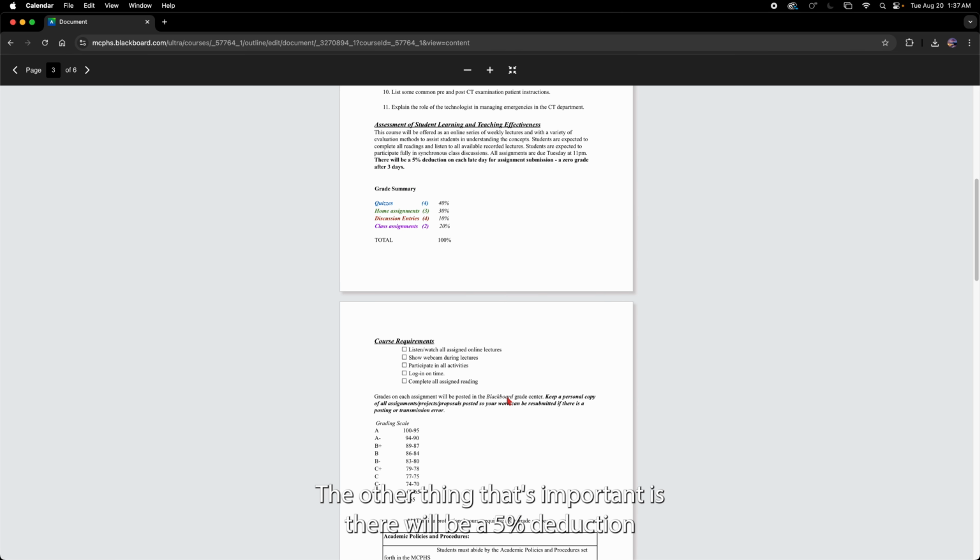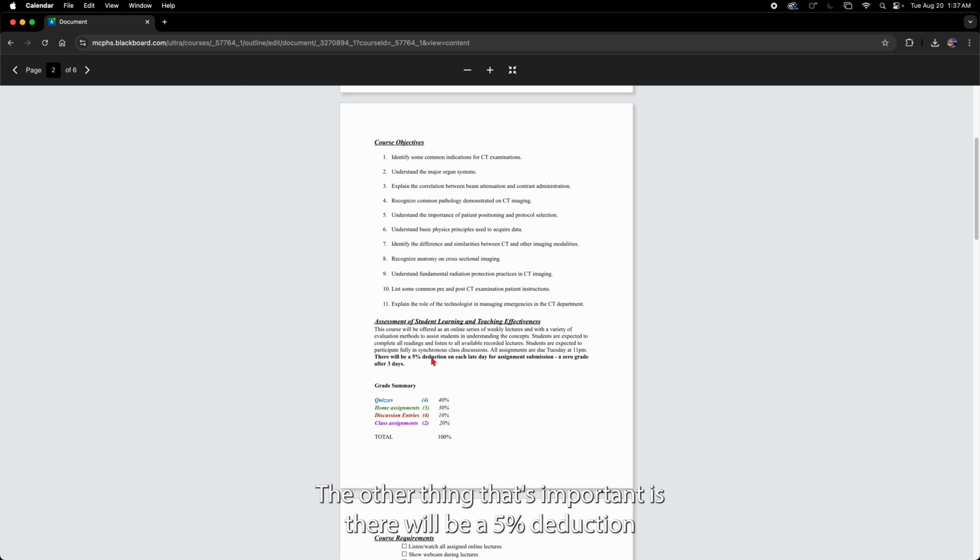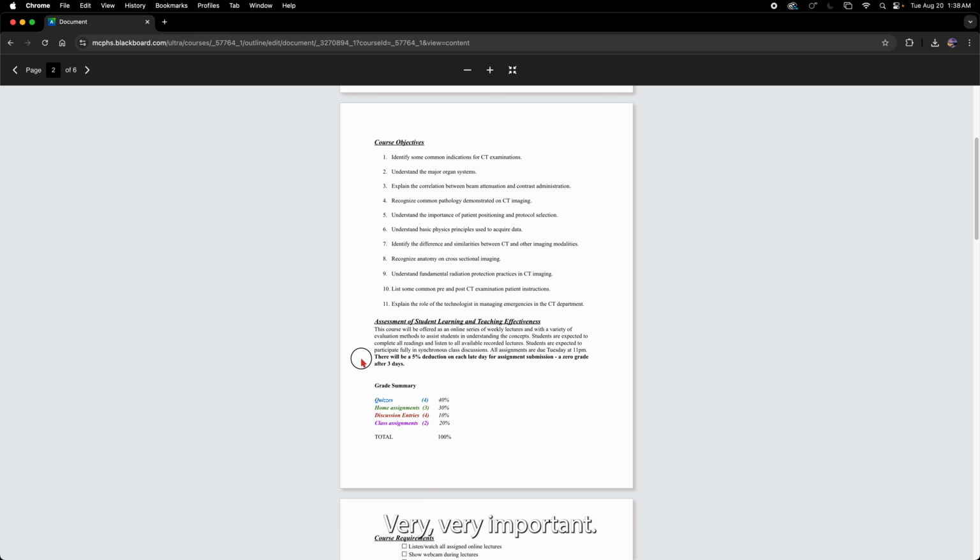The other thing that's important is there will be a 5% deduction on each late day for the assignment submission, and a 0 after 3 days. Very, very important. All right.